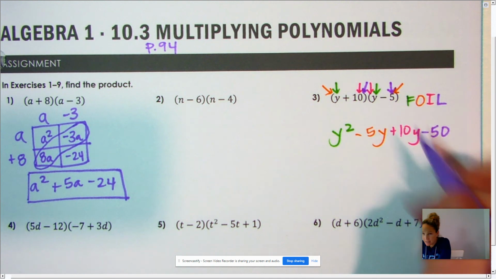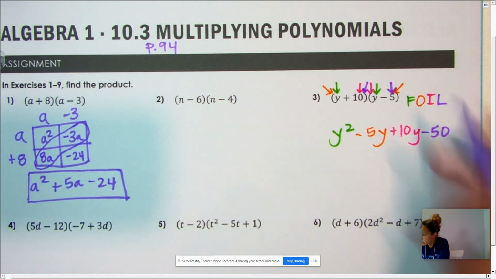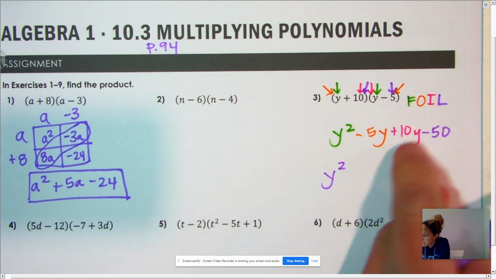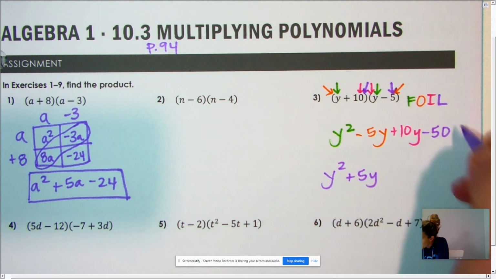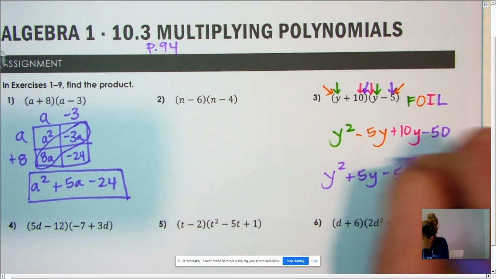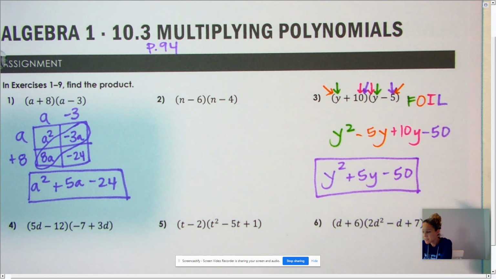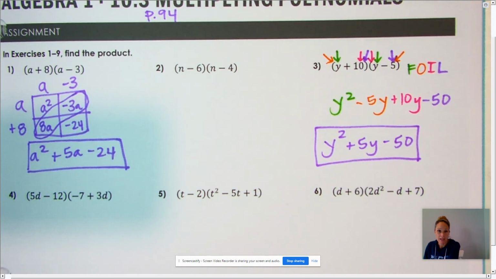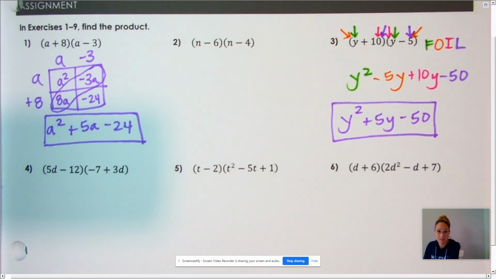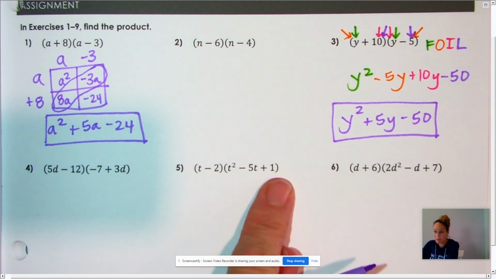Now we'll just write our answer. We'll put together all of the like terms. So we have y squared. 10 take away 5 is 5y, and then minus 50. And if you did this a different way, you should still get the exact same answer, okay? So we're gonna go ahead and go down to number 5. And I'm gonna show you what a box looks like if you've got a 2 by 3.